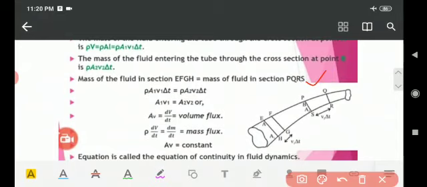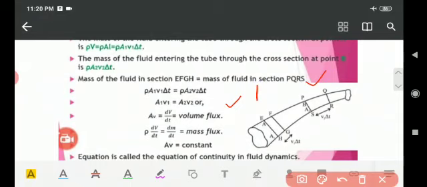A1 V1 is equal to A2 V2, or AV is equal to dV upon dt, and this is called volume flux. Also, rho into dV upon dt is equal to dm upon dt, and this is equal to mass flux. Therefore, AV is equal to constant.